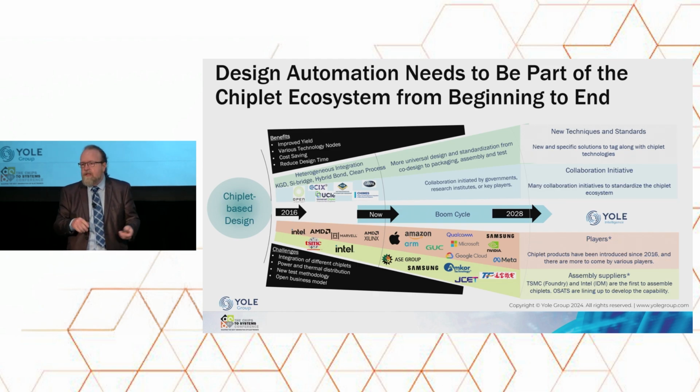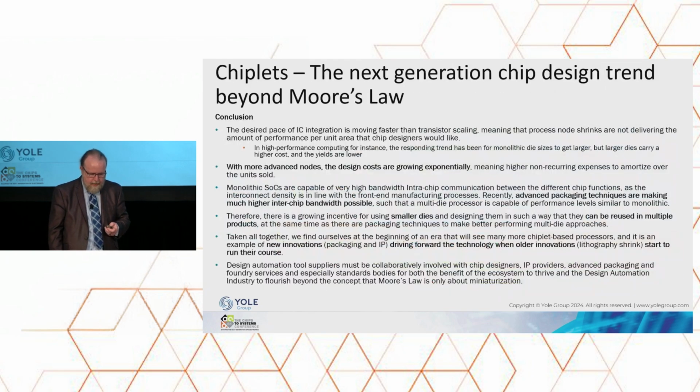These are complex solutions. Developing AI into your design tools may be the next stage or already in process. These are all why I'm here to present this to you as design automation professionals. You need to understand where the semiconductor market is going in terms of manufacturing. And with that, just to summarize, the desired pace of integration is moving faster than scaling. We are definitely at a point where you can just not keep shrinking the transistors to solve your problems.